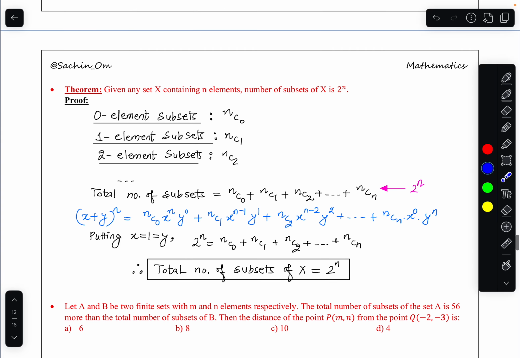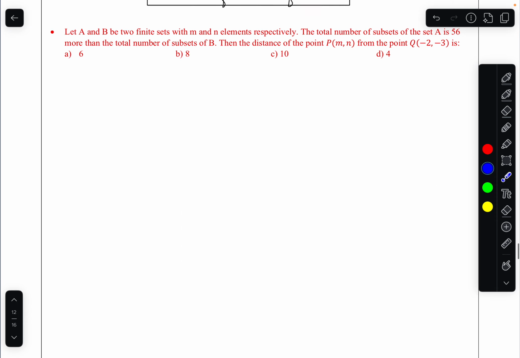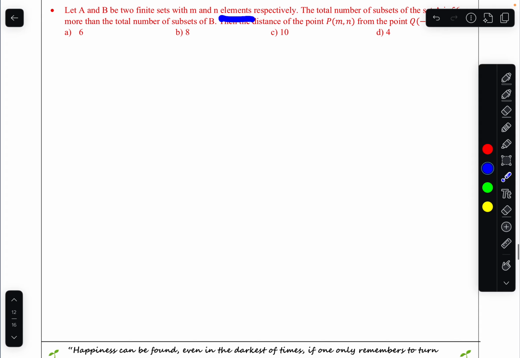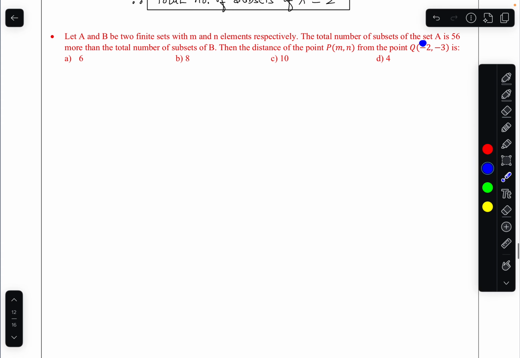So we'll look at one problem based on this very result. Given any set X which has n elements, the number of subsets of X is 2 power n. So here is a question based on this. Suppose that A and B are two finite sets with m and n elements in them, respectively. The total number of subsets of the set A, the question says, is 56 more than the total number of subsets of B. And we are supposed to find the distance between P, which has coordinates m comma n, and Q. So we are looking for the distance between P and Q.